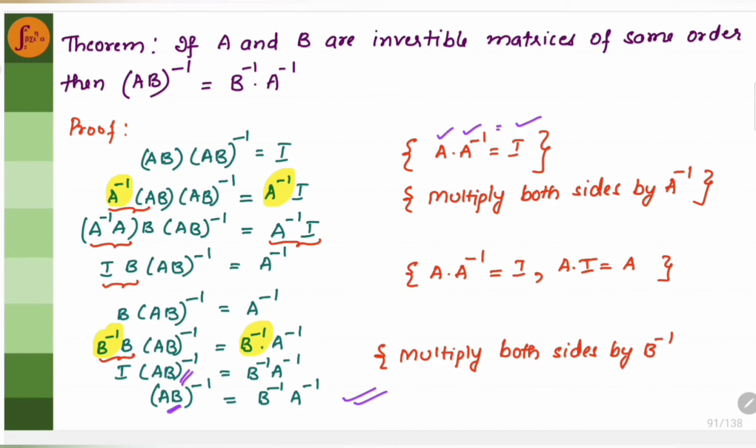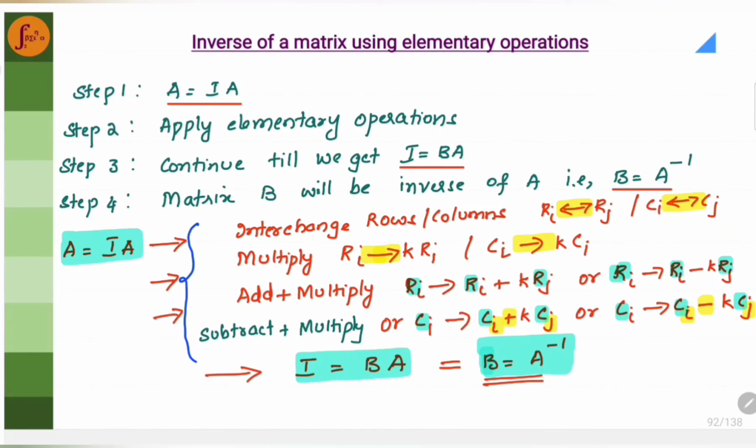We were supposed to prove that AB inverse is B inverse into A inverse, and we have proved that. Just remember that it's a reverse. Anything that you have here should be put in reverse: B comes first and A comes second. This is a very frequently used, important theorem. Let's remember this. Now, how do we find the inverse of a matrix using elementary operations?